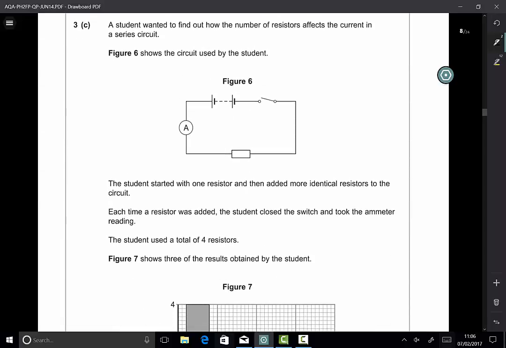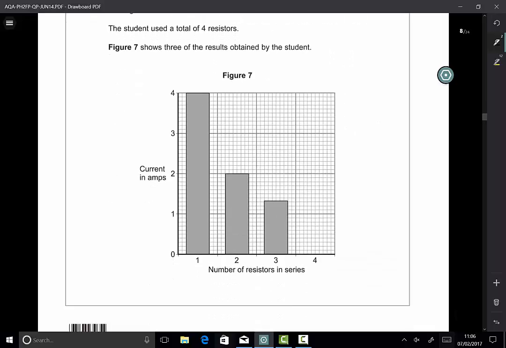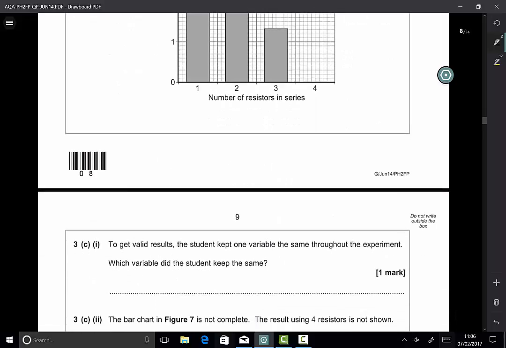Okay, a student wanted to find out how the number of resistors affected the current in the series circuit, and we've got the diagram of the circuit they used. Ammeter to measure the current, resistor, switch and cells. They started with 1 resistor and added more resistors in the circuit. Each time a resistor was added, the student closed the switch and took the ammeter reading, up to a total of 4 resistors. Here are 3 of the results.